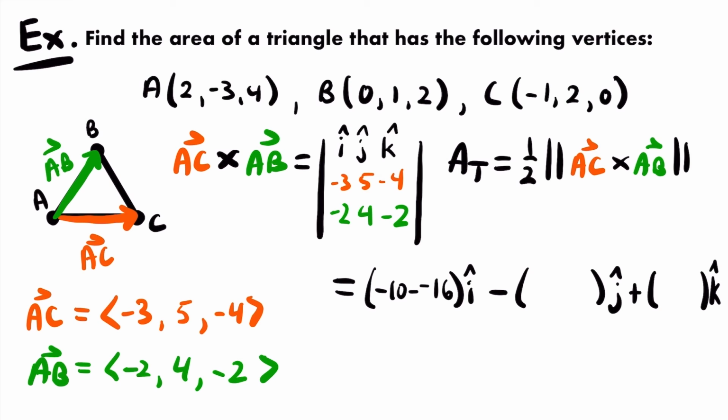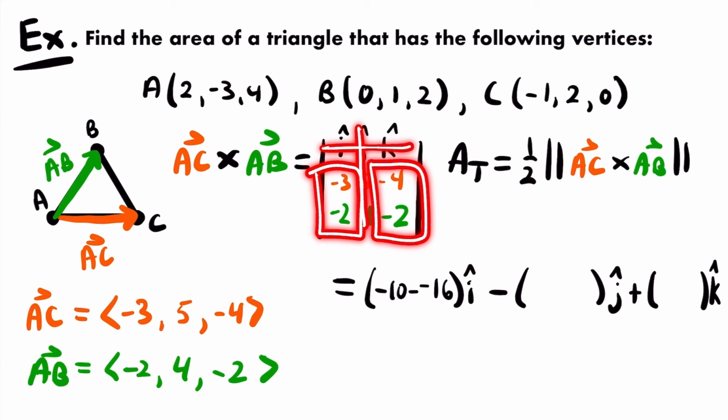All right, let's work on this second one. So we're going to be looking at vector j, and we're going to cross out the row and the column that it's located in, and then use the remaining four values to calculate a 2 by 2 determinant. So we'll have -3 times -2 minus the -4 times -2.